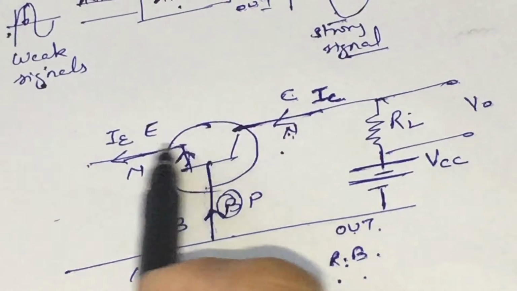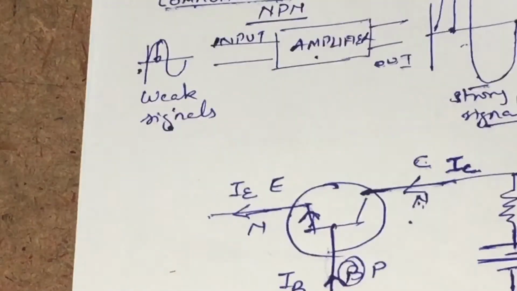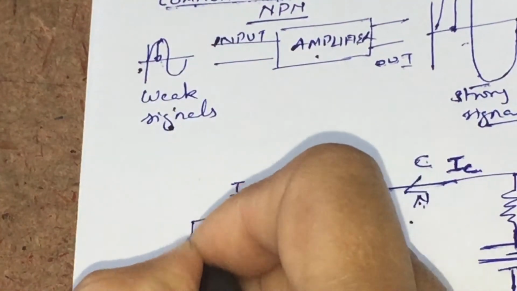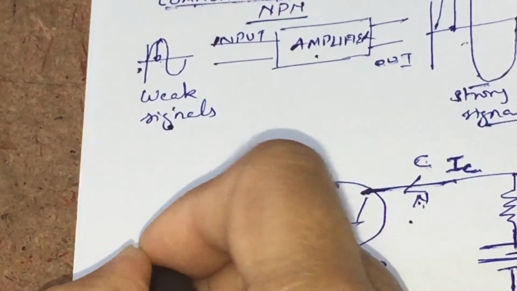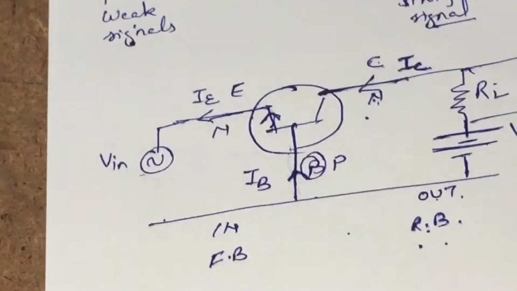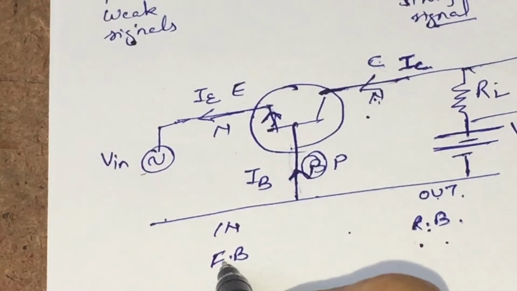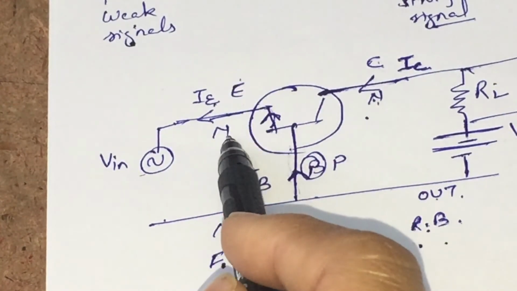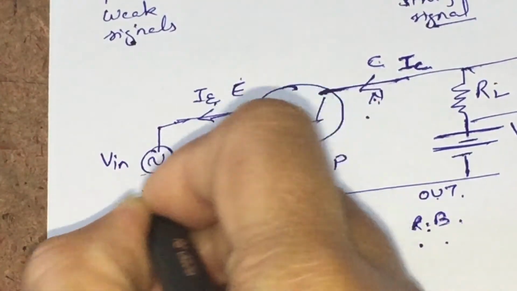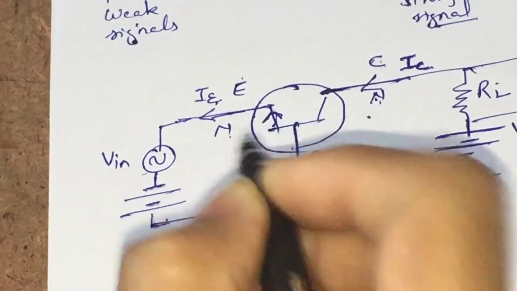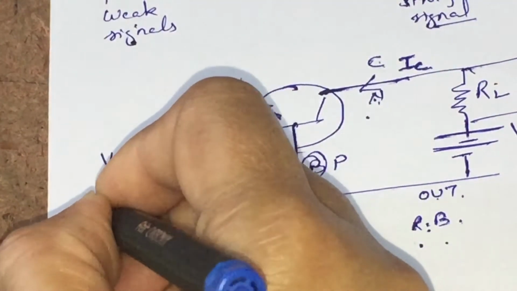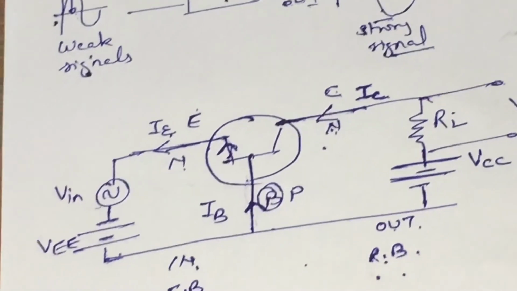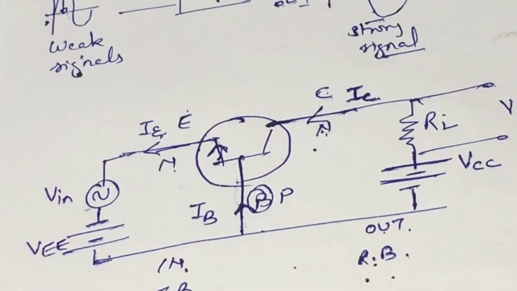In the same way, on the input side, we have to give the input signal, that is a weak AC signal. This is our input, and to make it forward biased, we connect a DC source across the emitter and base junction. As the emitter is N-type, the negative terminal of the battery will be connected to it, and let us consider this potential source as VEE. That is the basic circuit of our common base amplifier.